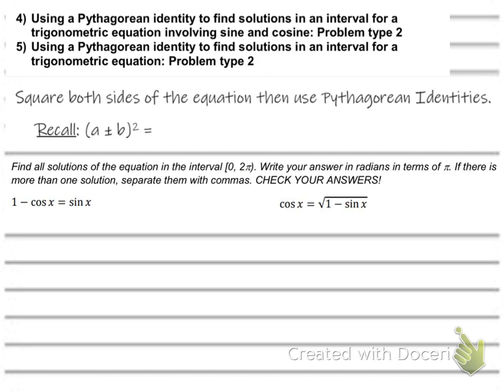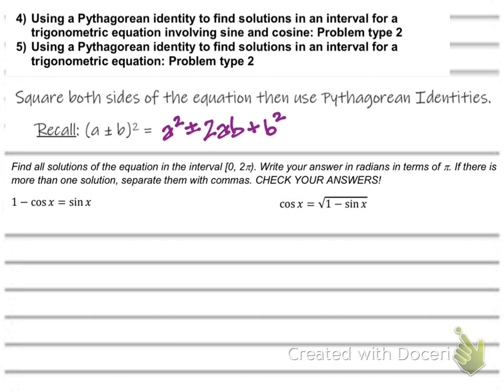So we're going to look for solutions when we have a squared, or when we have a root, or when we have to square a function. So first, I want to remind you about squaring a binomial. When I have a plus or minus b squared, I always get a squared plus or minus 2ab plus b squared.